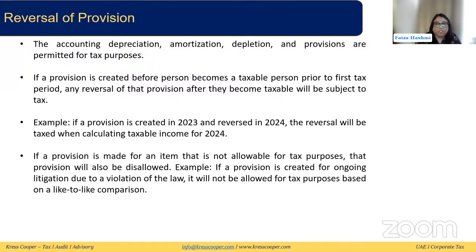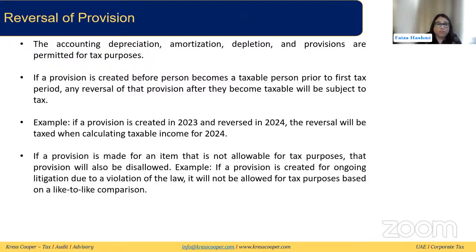Now, accounting depreciation. Right now, the accounting depreciation and tax depreciation are the same under UAE law. Amortization, depletion, and provision are all permitted for tax purposes, so no adjustment needs to be made. But in the guide, they have clarified that if a provision is created before a person has become a taxable person, prior to the first tax period, then reversal of that provision after they have become taxable will be subject to tax. For example, if a provision was created in 2023 and reversed in 2024, when the person got registered and became a taxable person, then the reversal will be taxed when calculating the taxable income from 2024. So when they file this return in September 2025, they will need to tax this reversal in that computation.